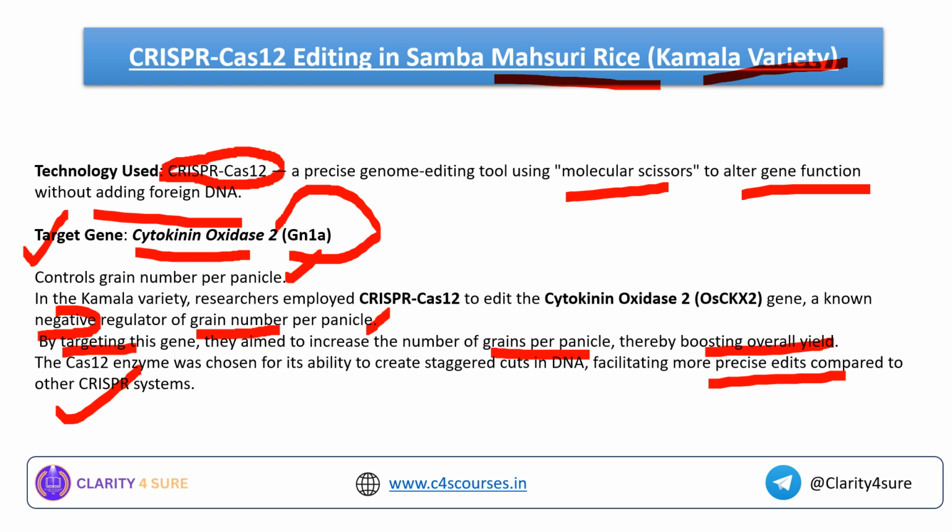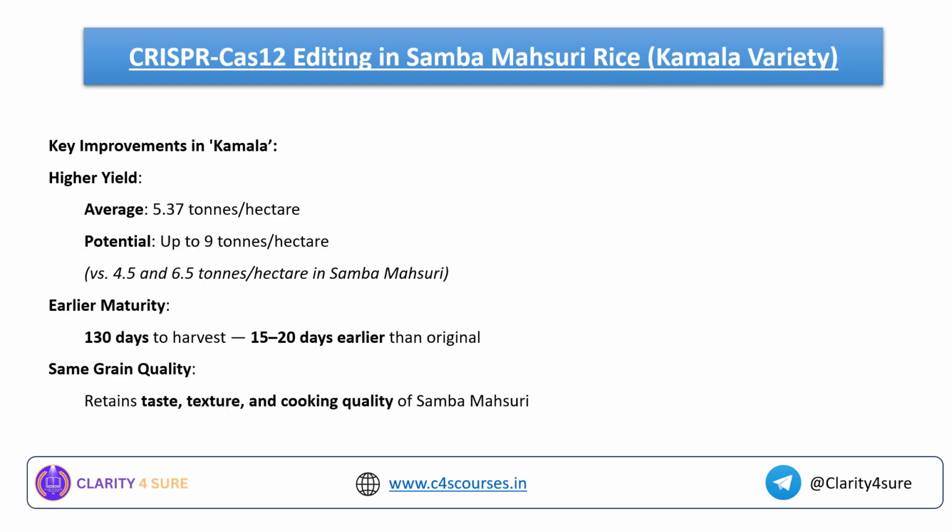Okay, I hope this Kamla variety and the gene editing method that has been used in this Kamla variety is clear to you now. Before going to the next, we will see the outcome. It has got a high yielding output, 5.37 tonnes per hectare. I mean this Kamla variety, and potential it can go up to 9 tons per hectare, because the main idea of this gene editing is to what? Increase the number of grains per panicle, and it also showed early maturity. Earlier it was 130 days to harvest. Now it is 15-20 days earlier than the original harvest.